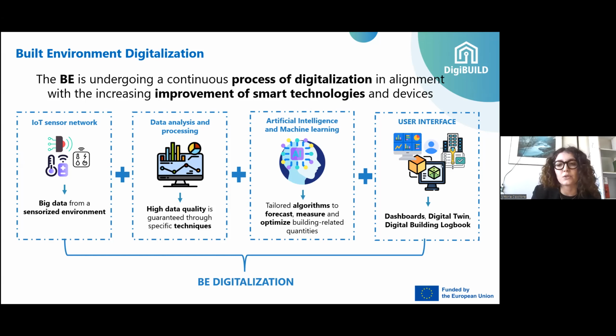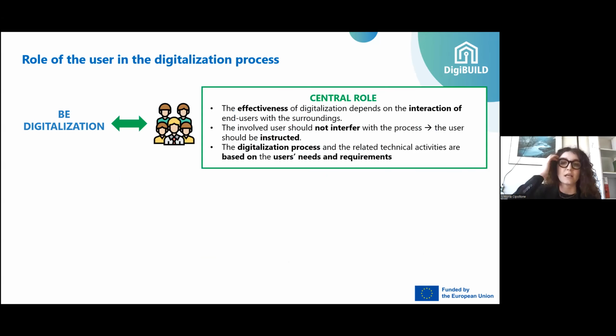Another fundamental point that we infer from the last part of my discussion is that the central role of the user is something that we should highlight. In fact, the effectiveness of digitalization in a certain kind of building highly depends on the interaction of the user with the building itself. So for sure, the user should not interfere with all those technologies, sensors and algorithms that are running inside a building that is undergoing digitalization. And this implies, obviously, the proper instruction that the technicians should provide to the end user.